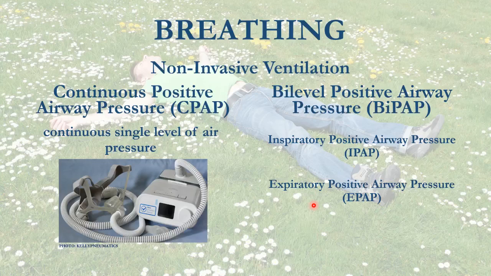So that's the key difference. CPAP, continuous single level of air pressure. BiPAP, dual level, two levels of air pressure. So you will see two numbers on the machine for the BiPAP, at least for the machine we've got in our setting.